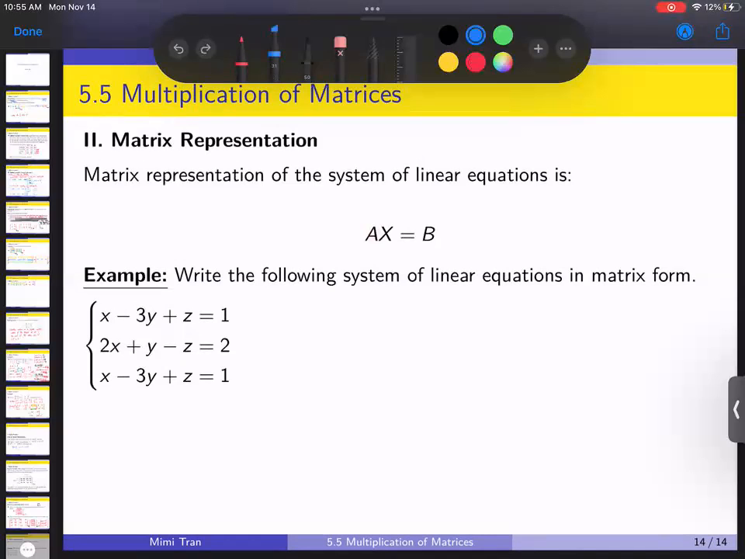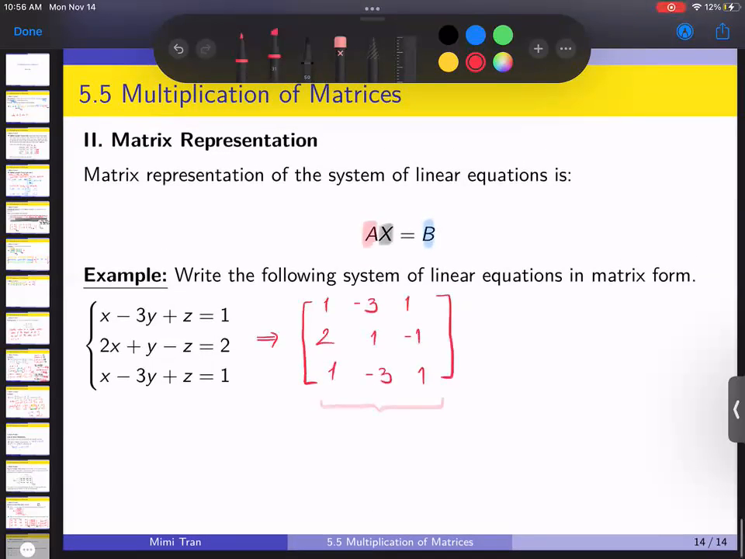coefficient matrix. Maybe I'll use red for that. It's a coefficient matrix. X is the variable matrix, and B is your constant matrix, as you can see, right? So here A will be 1, -3, 1, 2, 1, -1, 1, -3, 1. So A is just the coefficients of X, Y, Z, the coefficients of the variables. They call that the coefficient matrix. We talked about this before when I introduced you to the augmented matrix.